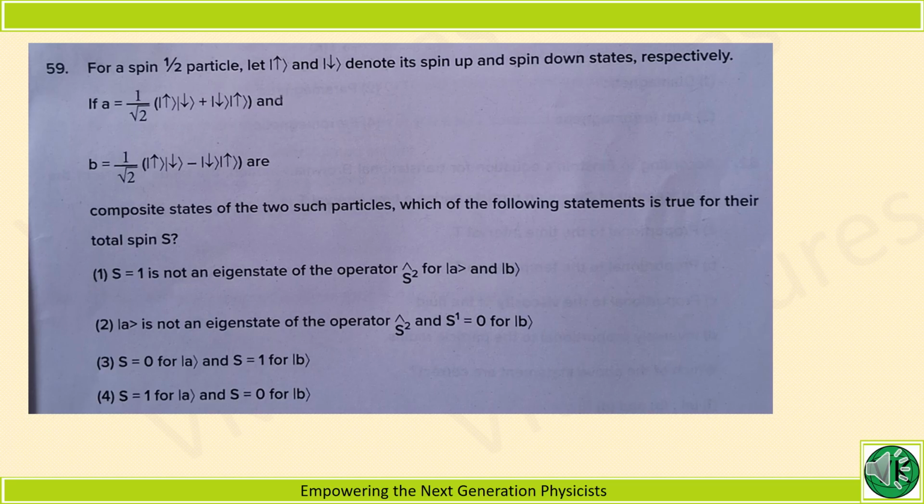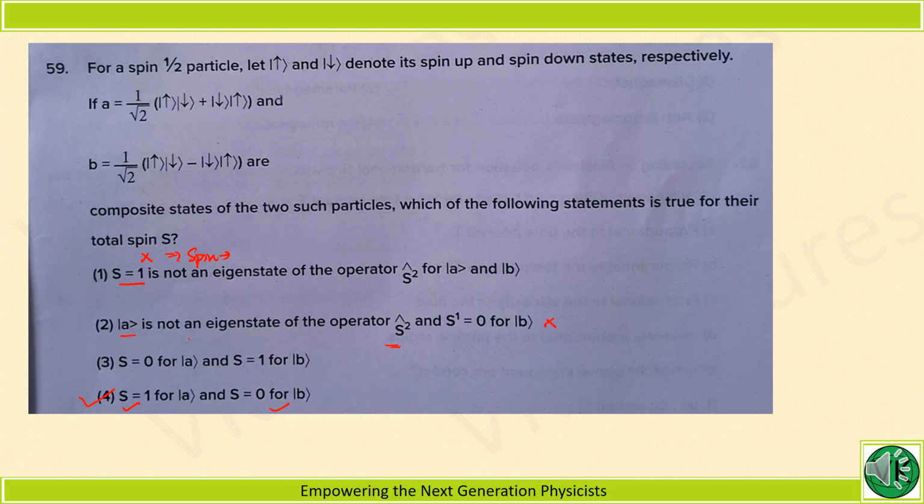So coming to the options, S equal to 1 is not an eigenstate. A is not an eigenstate of the operator S square. S equal to 0 for A? No, S is 0 for B. And S equal to 1 for B? No, this is reversed. So S is equal to 1 for A, yes, this is true, and S is equal to 0 for B, this is true. So the fourth option is the correct one.